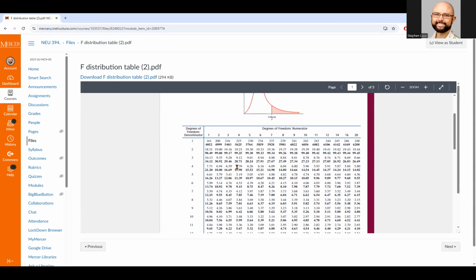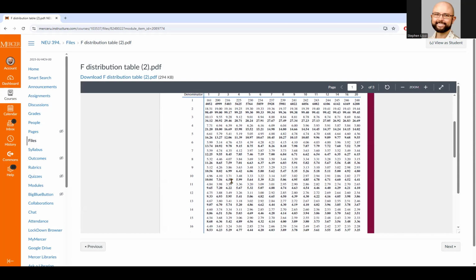So for instance, if you had degrees of freedom of 3 in the numerator, and let's say 12 in the denominator, you would utilize this value here if you were testing at 0.05, and you would use 5.95 if you were testing at 0.01.